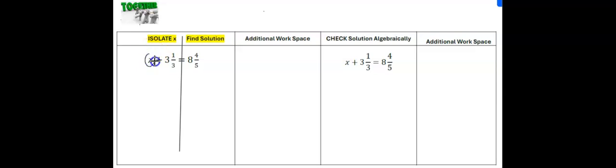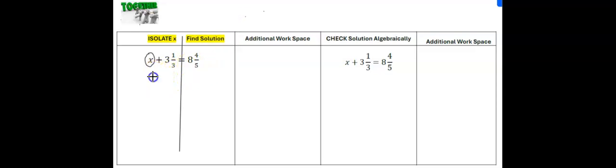I'm going to circle my variable. And I'm going to think about what's happening here. Okay, I have a part and I'm adding another part to it to get a total. So I need to isolate x, which means this plus 3 1/3 needs to go away. So to get rid of this plus 3 1/3, I need to minus 3 1/3. Also, I know if I have the total and a part, I need to minus 3 1/3 from 8 4/5 to find the answer. So we're going to do that on both sides.